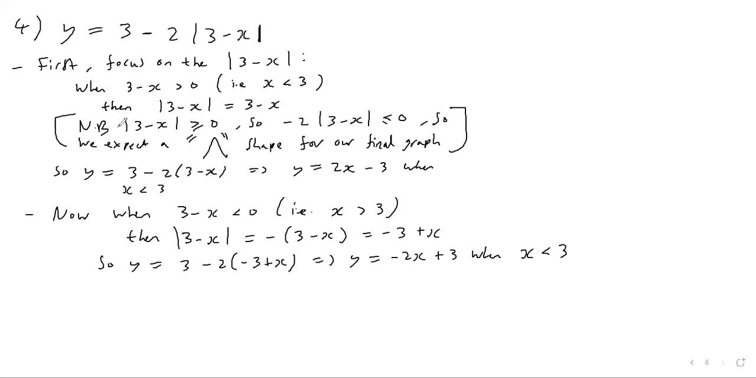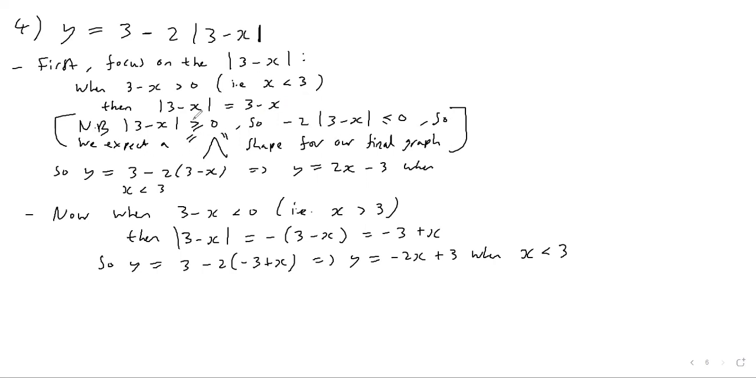So a little note here, actually, that I made just before we carry on. When the modulus of 3 minus x is greater than or equal to 0, that means that minus 2 times the modulus of 3 minus x is less than or equal to 0, because of this negative number here. When you times a non-negative number by a negative number, you get a non-positive number, as we can see here.